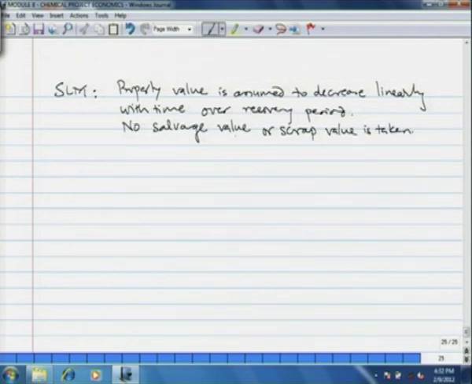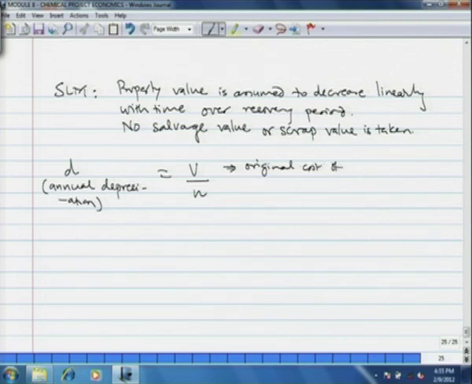So then the annual depreciation D that we denote is equal to V divided by N, where V is the original investment in property at start, or original cost of property, and N is the length of straight line recovery period.